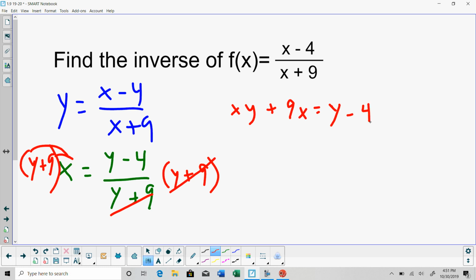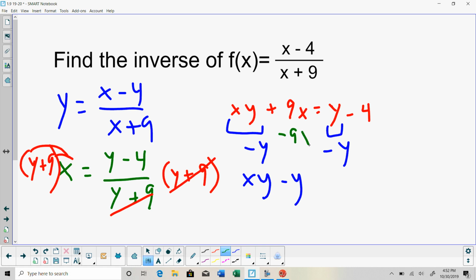Now we're trying to solve for y, and I see y in a couple places. I see y here, and I see y here. So I think the best thing for us to do would be to get the y's together, any term with a y in it, on the same side. So let's subtract y from both sides. So I get xy minus y. And let's subtract 9x from both sides. Let's get the non-y terms on the other side. So I've got xy minus y equaling negative 4 minus 9x.